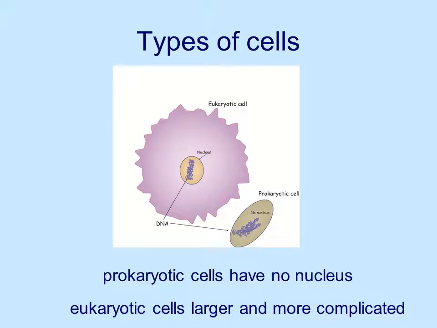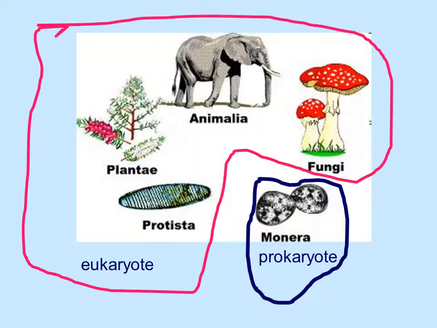Now, there are a couple different types of cells. We have prokaryotic cells and we have eukaryotic cells. The major difference is that prokaryotic cells do not have a nucleus, and this is very important in terms of passing on hereditary things. Eukaryotic cells are larger, they're more complicated. Eukaryotic cells have a nucleus, they have DNA in them. The DNA is in the prokaryotic cells, but it's not in a nucleus, and so things behave differently.